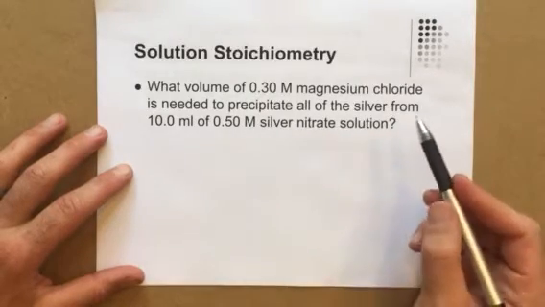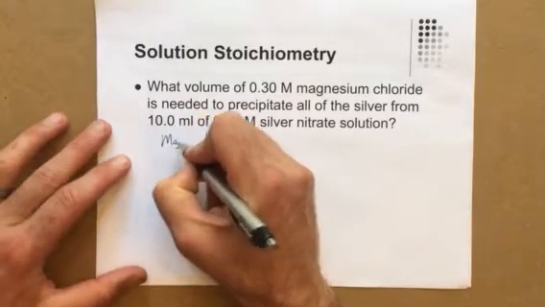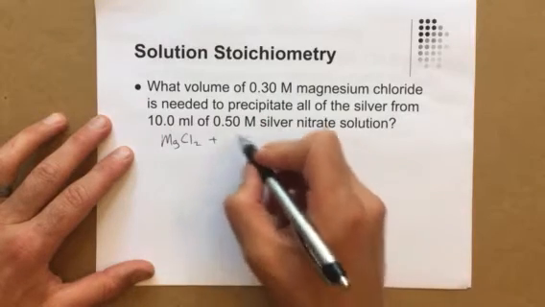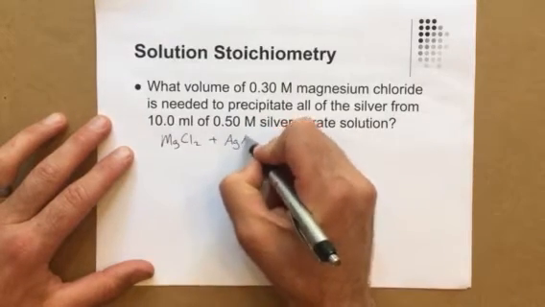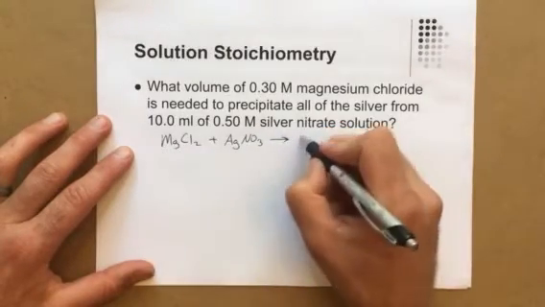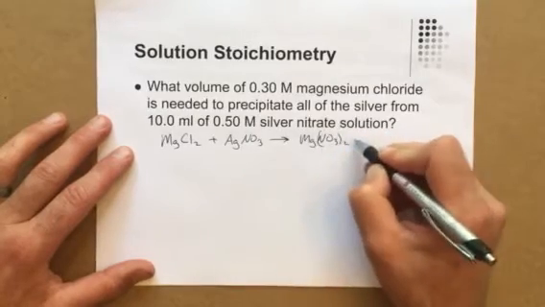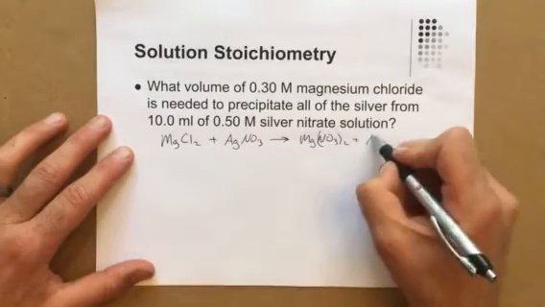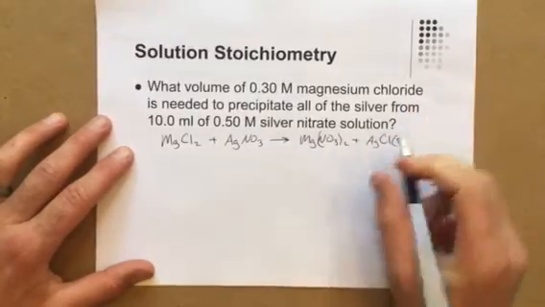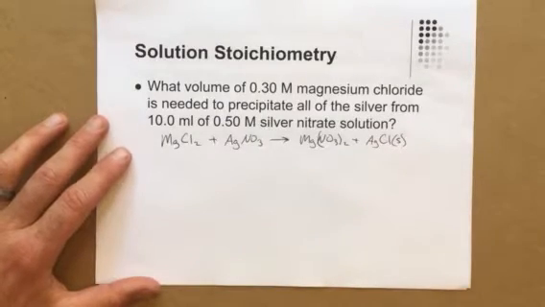All right, so we're mixing together two solutions. Let's start by writing an equation. So we have magnesium chloride, MgCl2, and silver nitrate, AgNO3. Okay, so your products are going to be magnesium nitrate, Mg(NO3)2, and silver chloride, AgCl. And we know that silver chloride is going to be the precipitate. That's going to be the solid that forms.